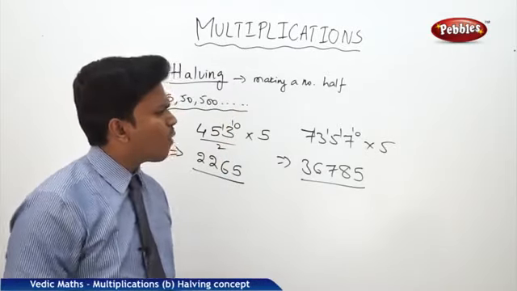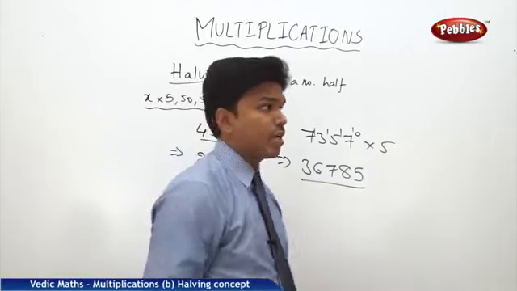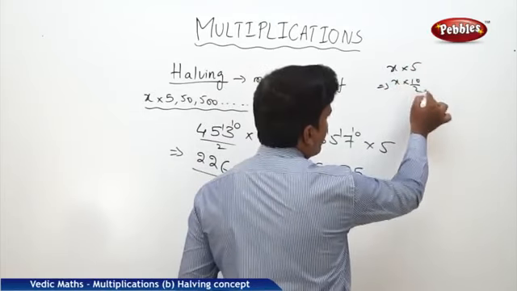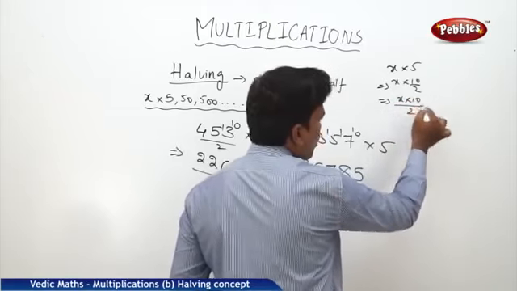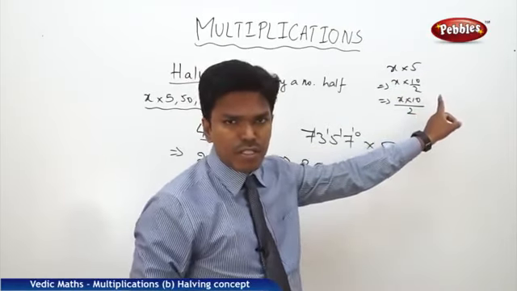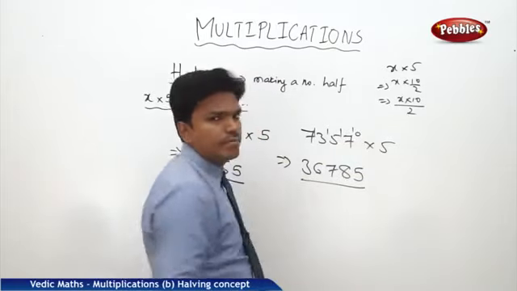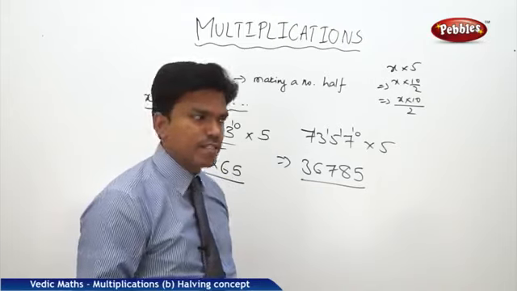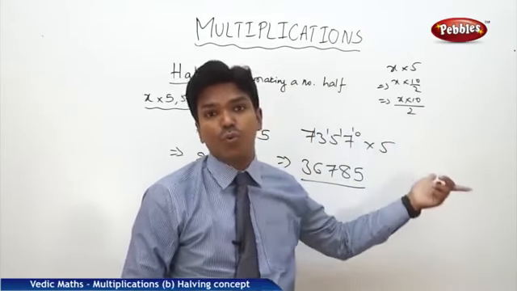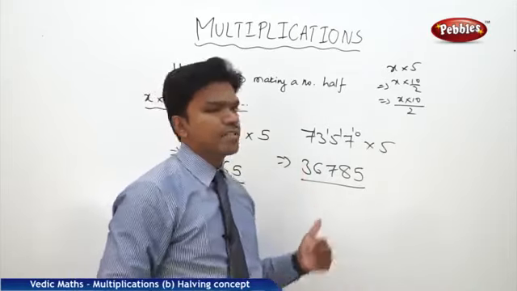You may have a doubt why I am putting a 0 at the end and why I am halving. Now I will tell you the logic behind this. Suppose I want to multiply any number by 5, can I write 5 as 10 by 2? Yes or no? Which is nothing but x into 10 by 2 on the whole. I can simply multiply the number by 10 first. Multiplying a number by 10 is nothing but putting a 0 at the end. After putting a 0 at the end, I need to divide by 2. Division by 2 is nothing but simply making it a half. So that's how we are going to get the answer.